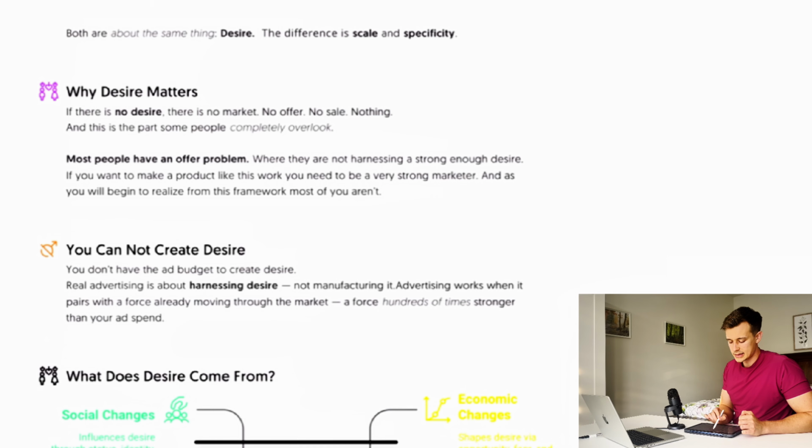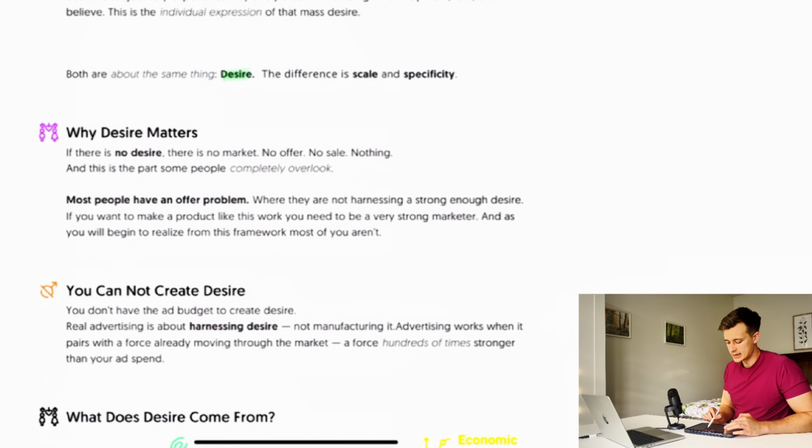Both of these are the same thing. They are desire. The difference between both of them is the scale and specificity. Scale meaning the amount of people. And when you have so many people experiencing this desire, you lose the specificity on the individual level. So that's why I started on the individual level, to understand more specifically. And then mass desire is kind of the gold star, or where we're shooting towards.